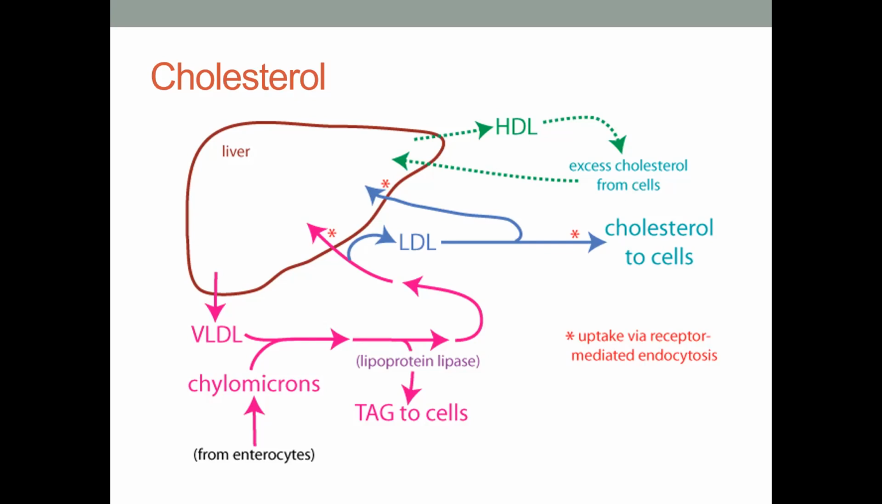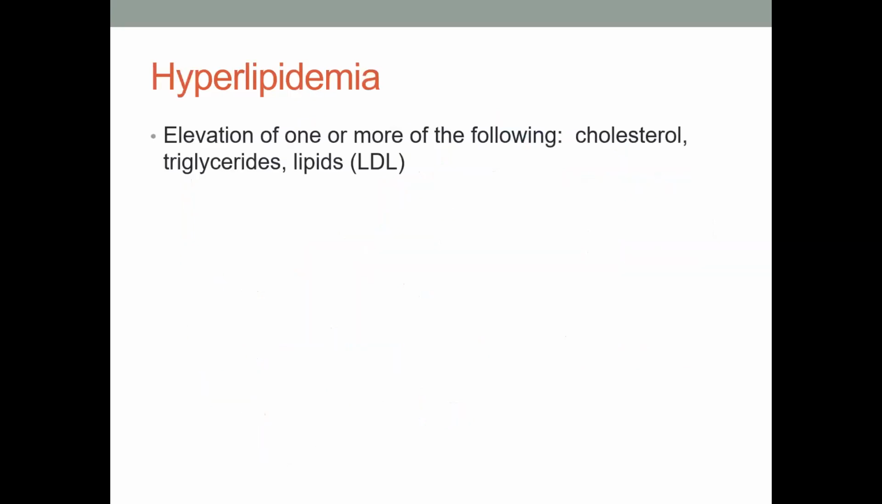Okay, so cholesterol, as you can see, does this little Texas two-step, if you will, from enterocytes to chylomicrons to the liver to VLDL to IDL to LDL to maybe back to the liver, maybe back to scavenger cells to HDL, back to the liver to bile salts, and out it goes. So hyperlipidemia or hypercholesterolemia usually involves elevation of your triglycerides, your lipids in general, or cholesterol.